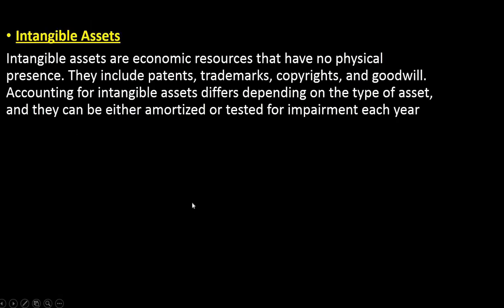Now we will talk about the last type, which is intangible assets. Intangible assets are economic resources that have no physical presence. They include patents, trademarks, copyrights, and goodwill. Accounting for intangible assets differs depending on the type of asset, and they can be either amortized or tested for impairment each year.